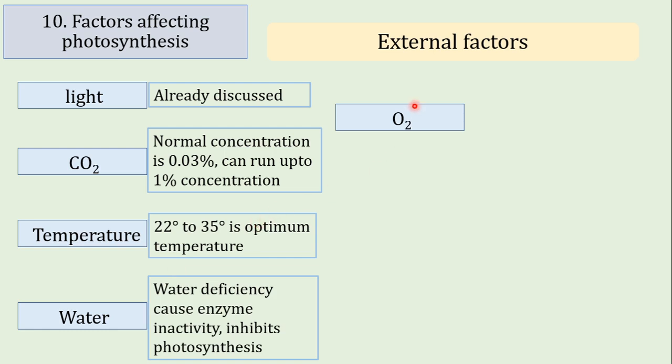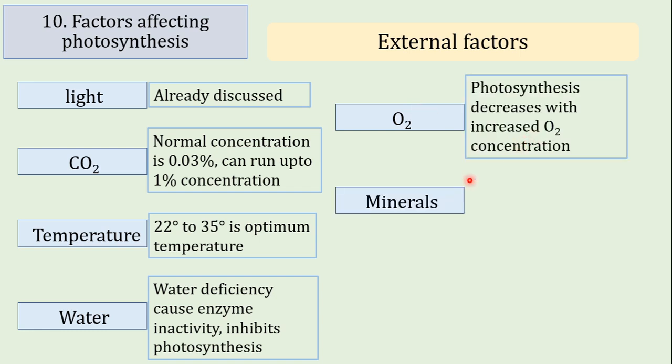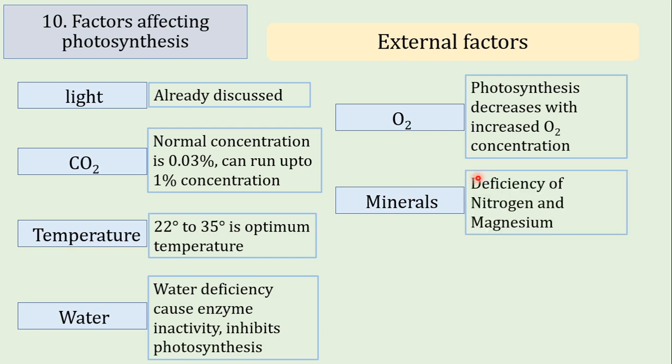We know oxygen is a byproduct of the photosynthesis reaction. So if the amount of oxygen in the atmosphere increases, then the photosynthesis rate will decrease. And we know different minerals, different macronutrients and micronutrients, have a crucial role to play in photosynthesis, especially nitrogen and magnesium. Nitrogen is an important part of forming chlorophyll molecules, and magnesium is an important mineral that increases the photolysis rate. So deficiency of these macro and micronutrients will result in inhibition of the photosynthesis process.